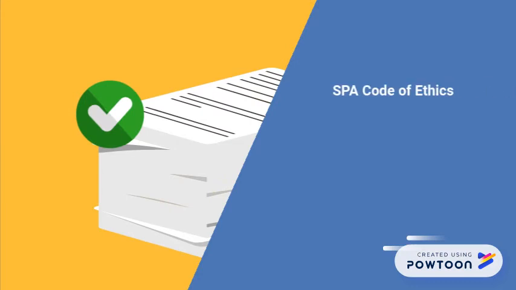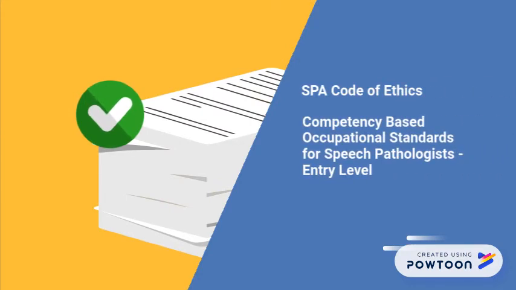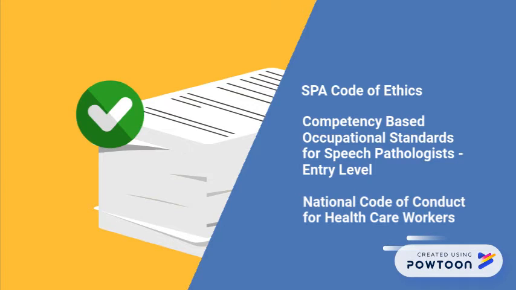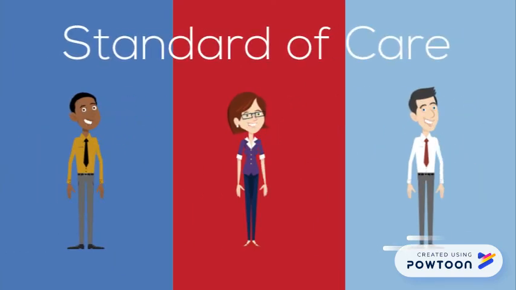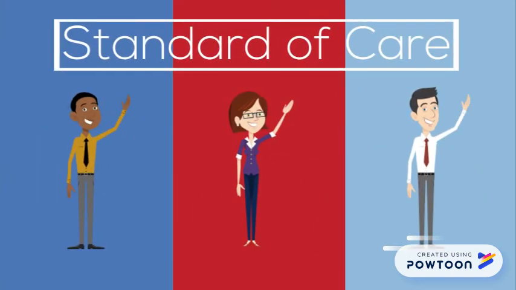All speech pathology practice is also guided by Speech Pathology Australia's Code of Ethics and a document called Competency-Based Occupational Standards for Speech Pathologists at entry level. Jane is also required to follow the National Code of Conduct for healthcare workers. These frameworks help to ensure that the same standard of care is given across all settings, that you are treated fairly, and that you and your privacy is kept safe and secure.